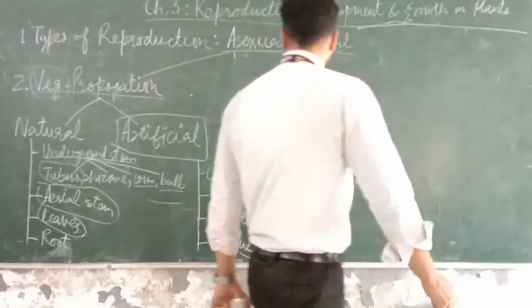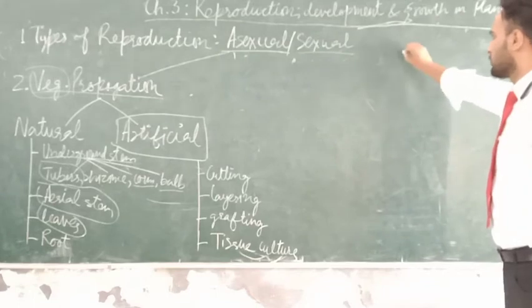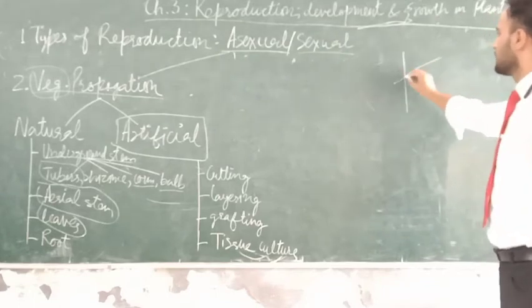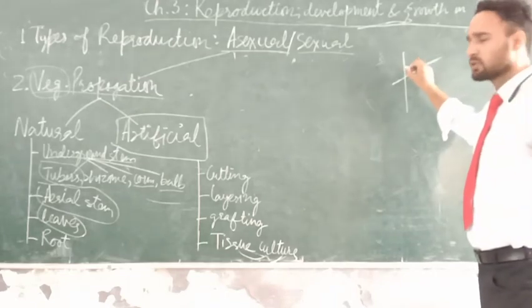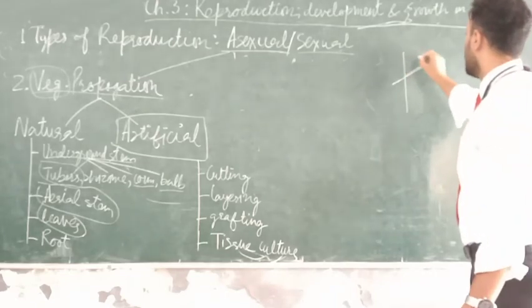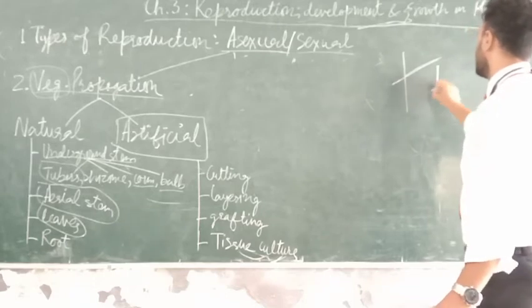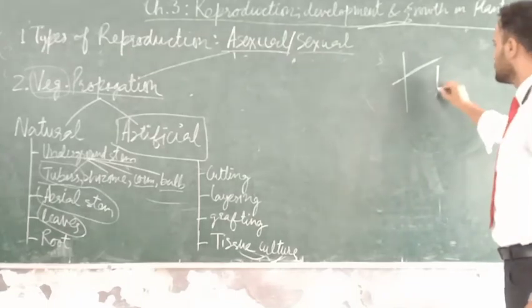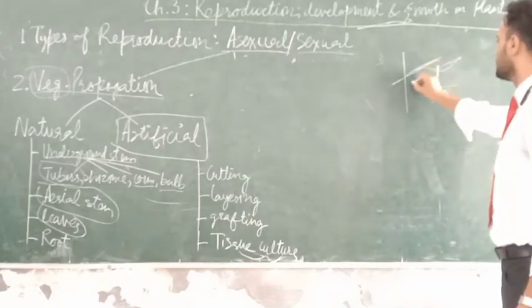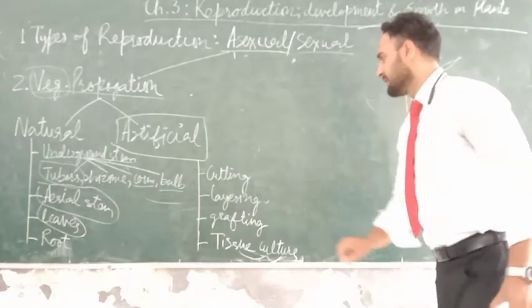What happens in cutting? In cutting, for example, in the rose plant, we cut the branch or the shoot of the rose plant, and we place it into the soil. And when we place it into the soil, after a few weeks, new roots are produced here and a new rose plant is generated. This is called cutting. Number two is layering.